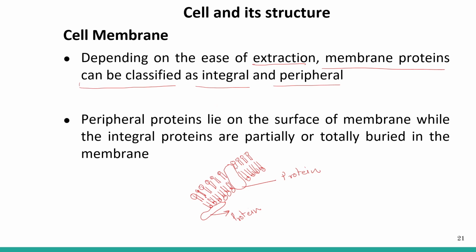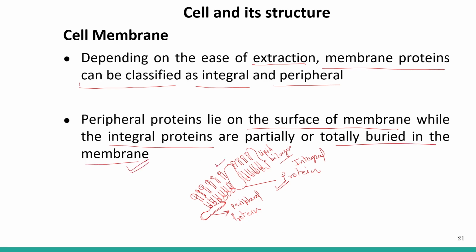But the one which is present in between the lipid bilayer, so this protein is present in between the lipid bilayer, that is called an integral protein. And the one which is present at the outer surface only is called a peripheral protein. So peripheral protein lies on the surface of the membrane, while integral proteins are present partially or totally buried in the membrane. So we have seen just now how integral and peripheral proteins look.